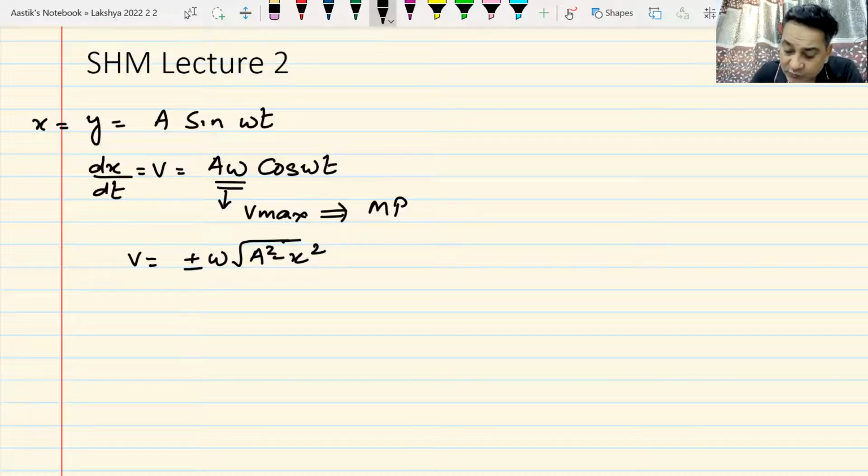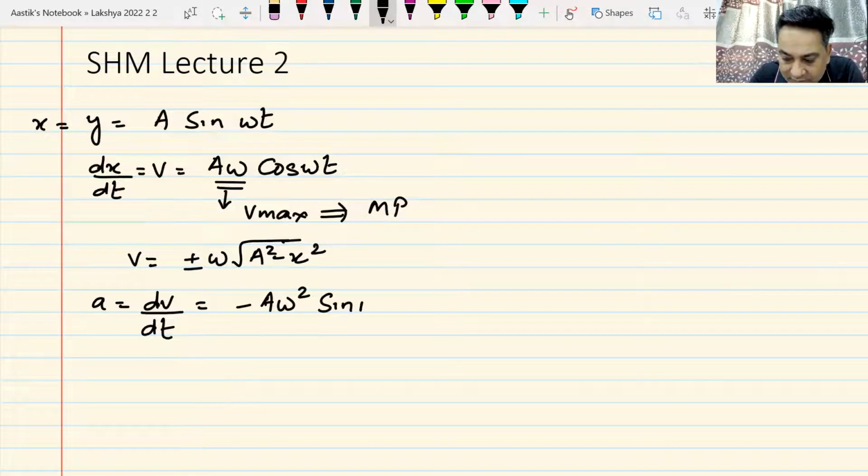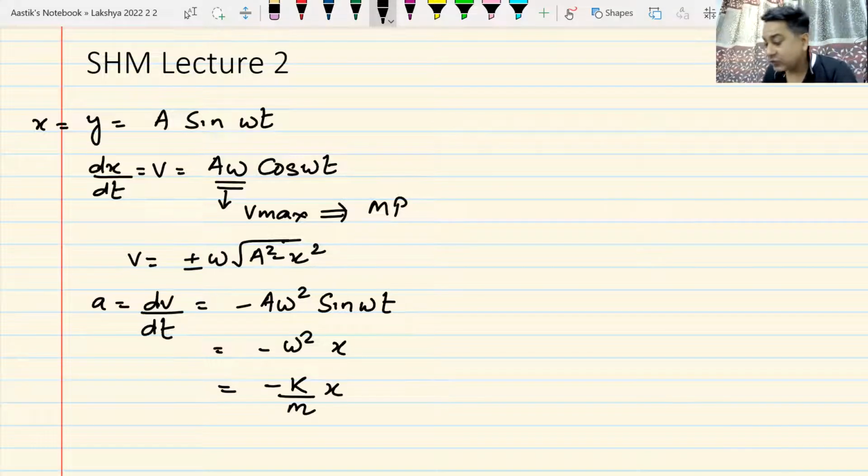If I differentiate this equation once more, acceleration will be dv by dt, and I will get minus A omega square sine omega t. I can also write it as minus omega square x. I can also write it as minus k by m x, because omega square is equal to k by m. Do we remember this? We had also seen the various graphs of velocity, acceleration, and displacement.